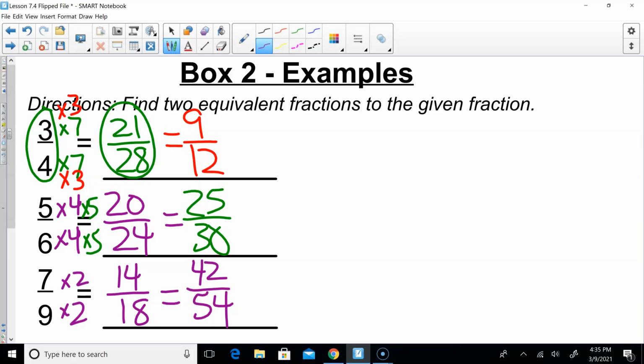So you pause the video unless you've already done this because you made your own predictions. Even if you have a different number that I don't have listed, as long as the numerator and the denominator were times by the same number, I trust you. And when you take a picture of your work, I'll see it anyways.